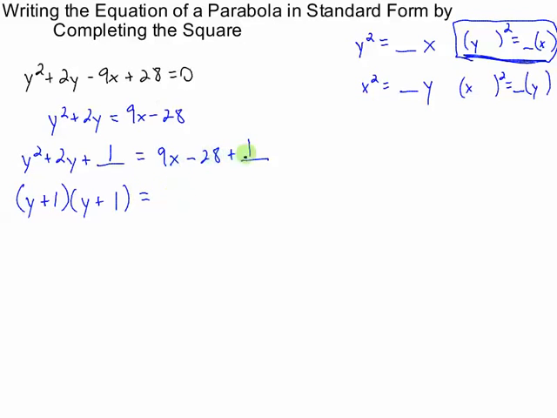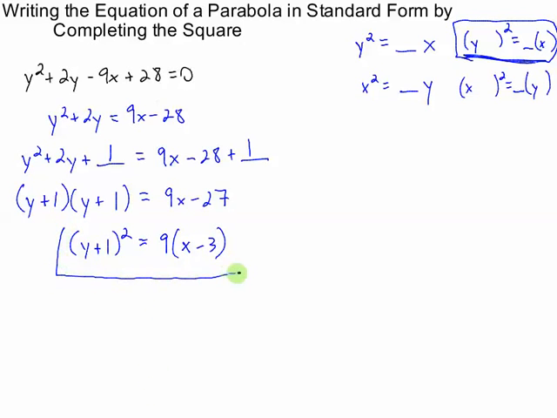Now, combining the negative 28 and the 1 over here, I get 9x minus 27. Finally, I have y plus 1, quantity squared, which looks like I want it to here, equals, now I need x, not 9x, right? See how I have the x there. So what I need to do is factor the 9 out away from the x. So I have to factor the 9 out of the entire right side, which leaves x minus 3. Now this equation is a parabola in standard form.